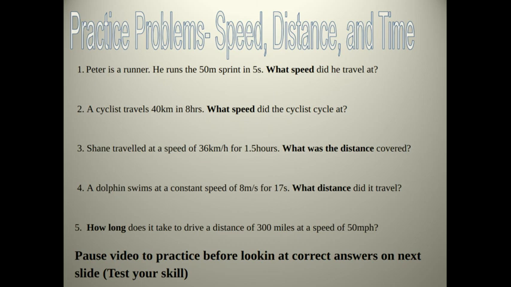So, number one, Peter is a runner. He runs the 50-meter sprint in 5 seconds. What speed did he travel at? Well, speed. If you don't remember the formula, go back into the video and look. Distance divided by time. Peter ran 50 meters in 5 seconds. Distance divided by time. I think we can all do that particular math in your head.